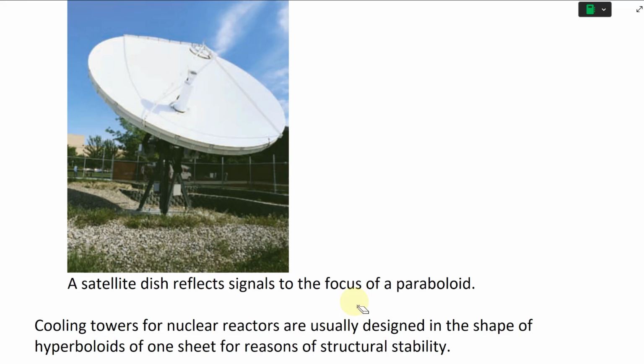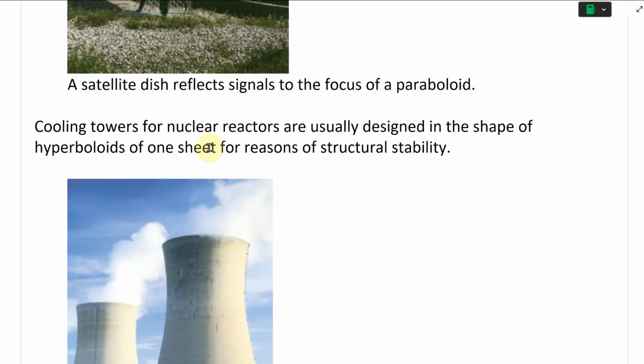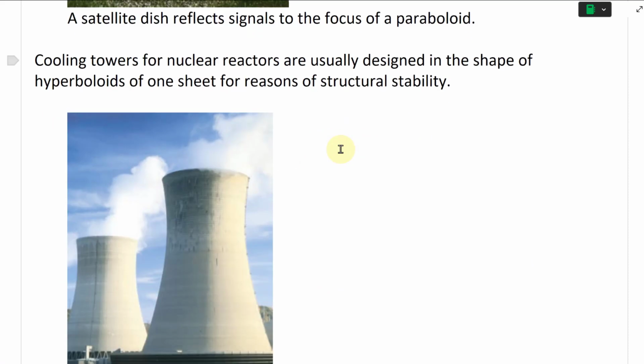That's pretty cool stuff. And going further, cooling towers for nuclear reactors are usually designed in the shape of hyperboloids of one sheet for reasons of structural stability.